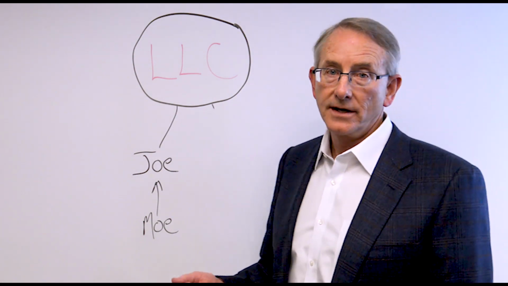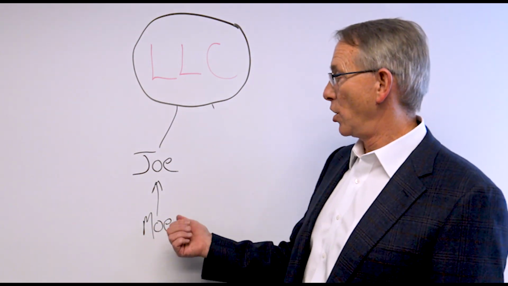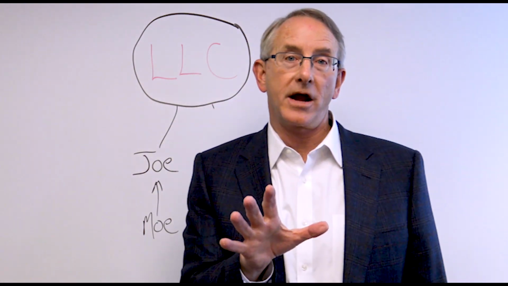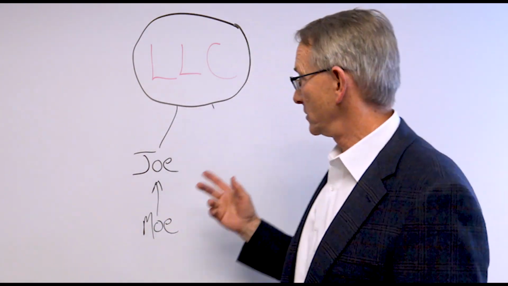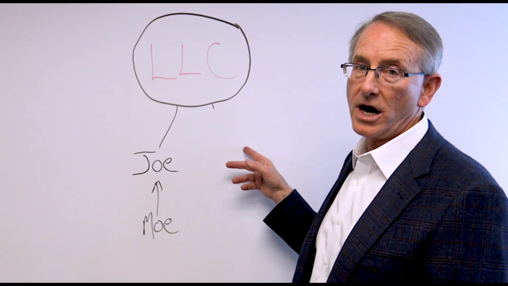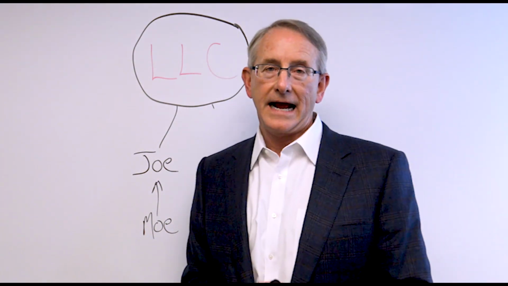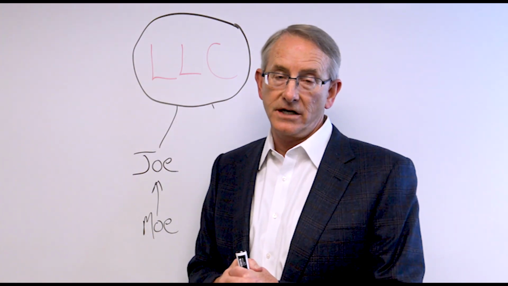California is the worst. California says, Mo is injured, blow through the LLC, even if there is a Mary. California doesn't care if there's a Mary to protect or not. They will allow Mo to get at Joe's assets and force a sale of the LLC interest.